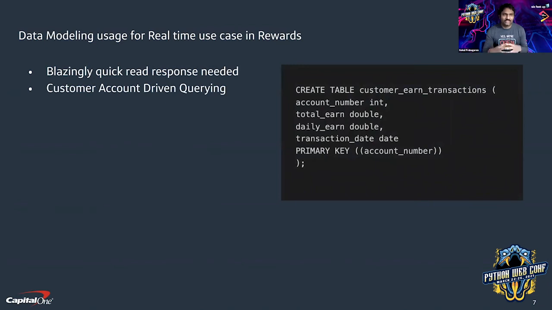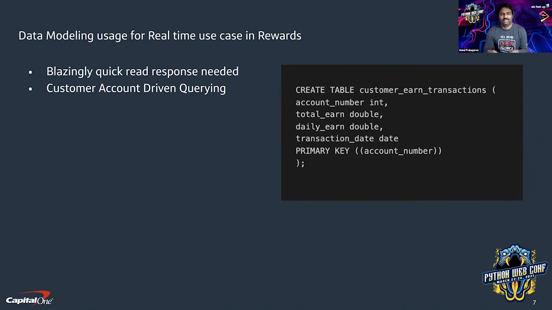In our example, let's say we have a table. The reason I have quoted a few tables is that we will connect all these things together when it comes to this data modeling, right? This first example is customer earned transaction, where we have the partition key as account number alone, because account number alone can identify customer transactions. And there are additional fields like total earn, daily earn, all those things. But how we define it for the real-time use case is directly connected to an identifiable key attribute. In this case, it's a customer account.